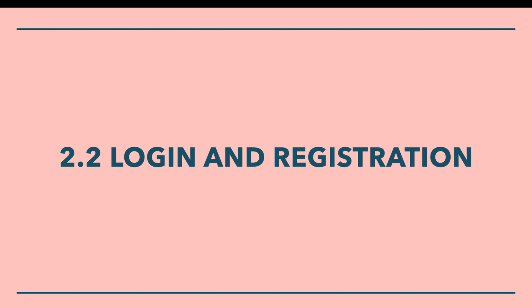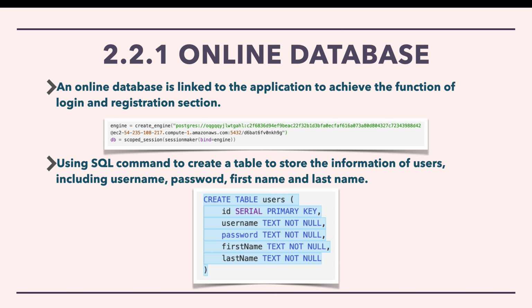Then comes the login and registration section. An online database is linked to the application to achieve the function of login and registration. After setting up a PostgreSQL database, we use SQL commands to create a table to store the information of users, including username, password, first name, and last name.